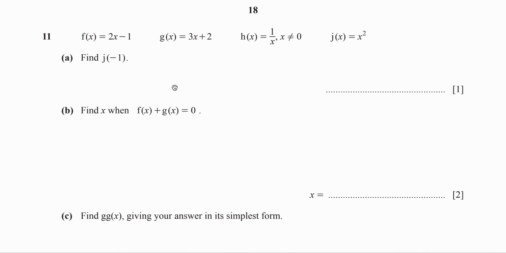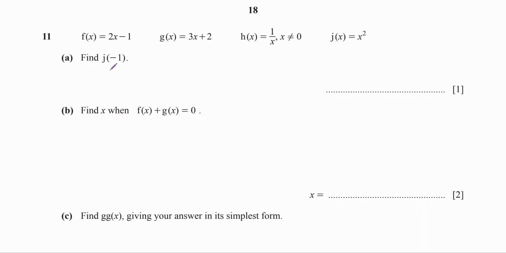So let's do this question right here. We have four functions in fact. We have f of x is equal to 2x minus 1. We have g of x is equal to 3x plus 2. We have h of x is equal to 1 over x, x is not equal to 0. And we have j of x is equal to x squared. So the first question says find j of minus 1.